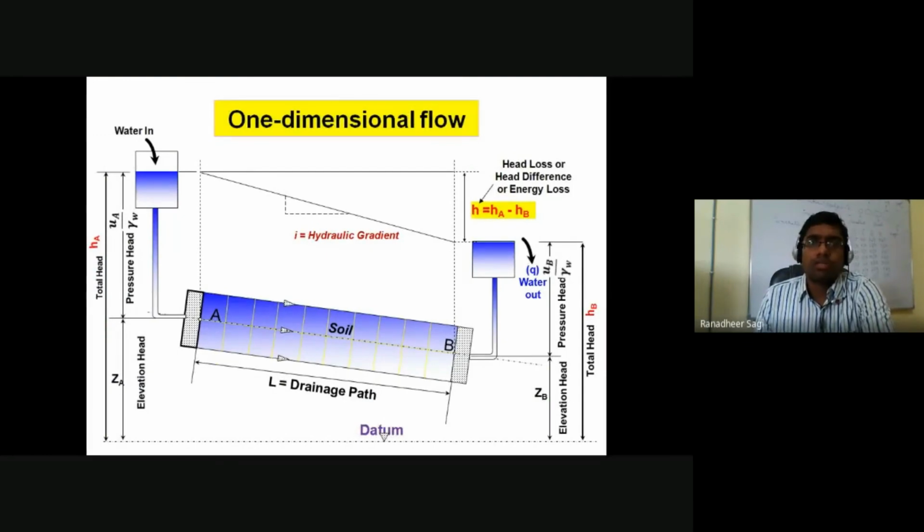Even in that one-dimensional flow condition, what we were trying to understand is how much the total head difference between upstream and downstream is, how to calculate the total head at the upstream, and how to calculate the total head at the downstream. Because of that total head difference, we understood that the flow is going to happen through the soil sample.